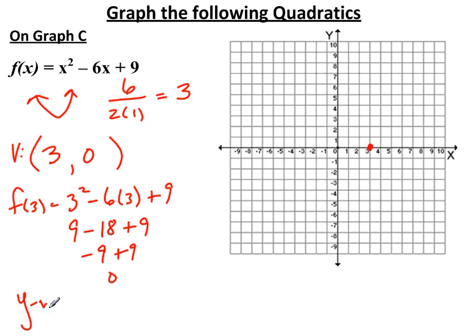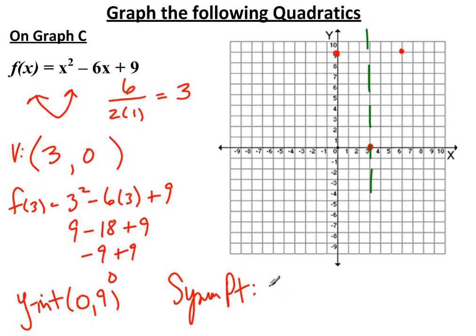Let's find my y-intercept. My y-intercept is going to be 0, 9. So I'm going to go to 0, 9. And I can find my symmetric point. My symmetric point is going to be 3 away from my line, going in the opposite direction. So my symmetric point to my y-intercept happens to be 6, 9.